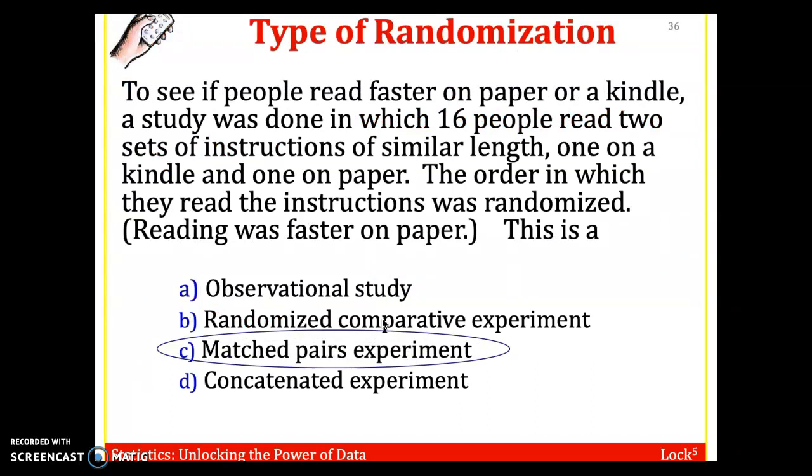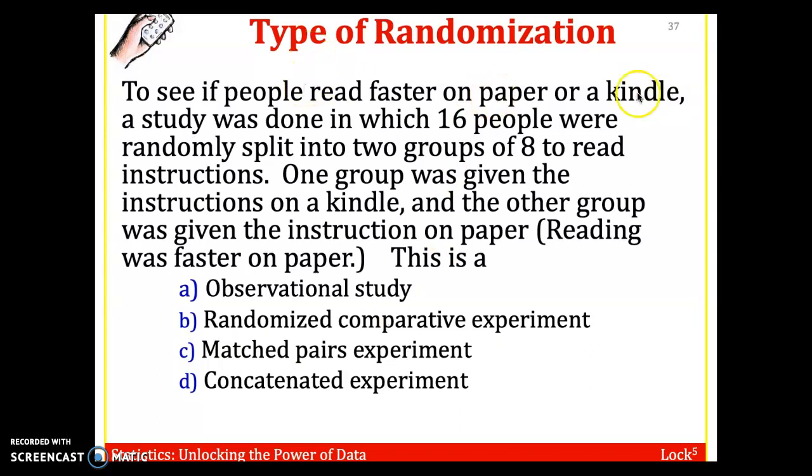Let's take the same question, speed of reading on paper versus Kindle. And a study was done with 16 people, same sample size. But in this case, suppose the sample was randomly split into 2 groups of 8 to read instructions. One group was given the Kindle, and the other group was given instructions on paper. And in this experiment also, reading was faster on paper. This is an example of a randomized comparative experiment. Because not everyone in the whole sample did both, you split up the sample into 2 groups, control group and treatment group, and compared those 2.